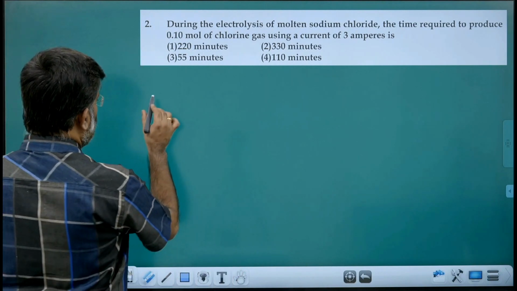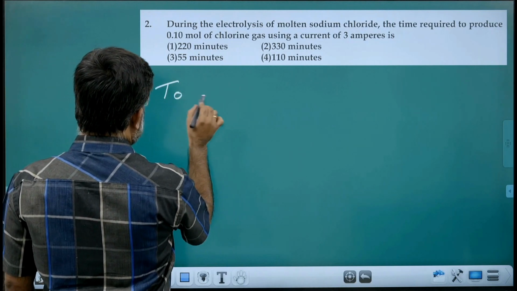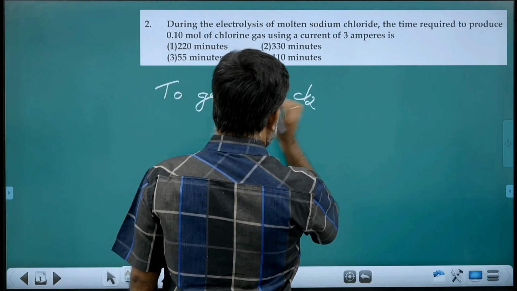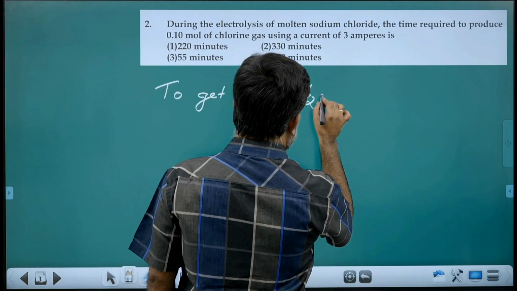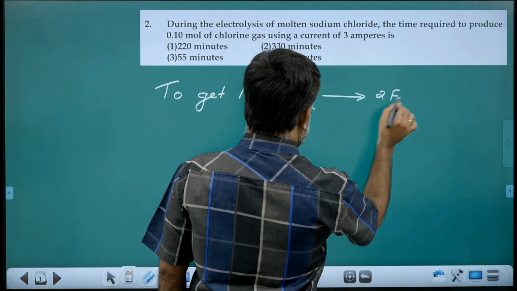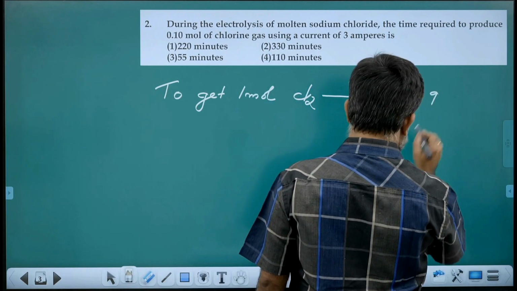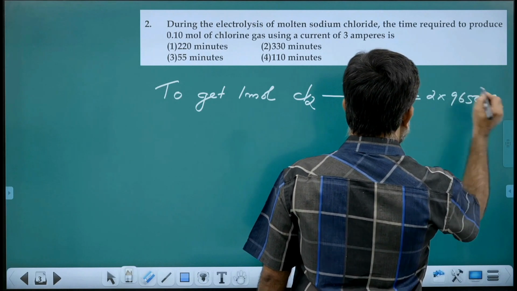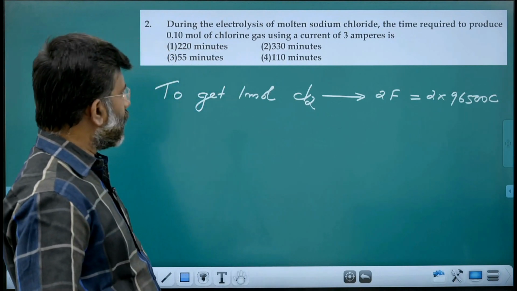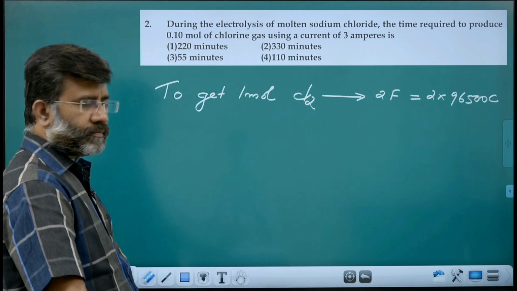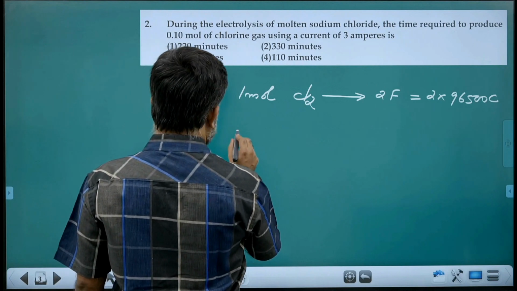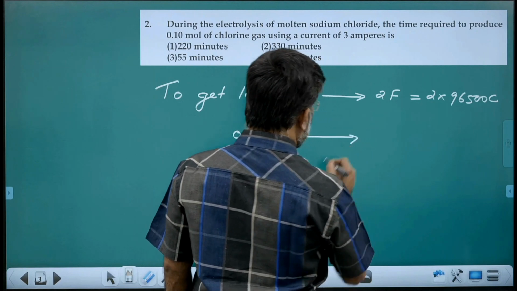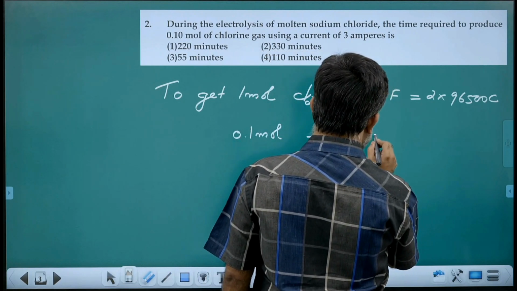See, to get 1 mole chlorine, all of you know it is 2 equivalent. You need 2 Faraday. 2 Faraday means 2 into 96,500 coulombs. This is required for getting 1 mole chlorine. So for getting 0.1 mole chlorine gas, how much is required?